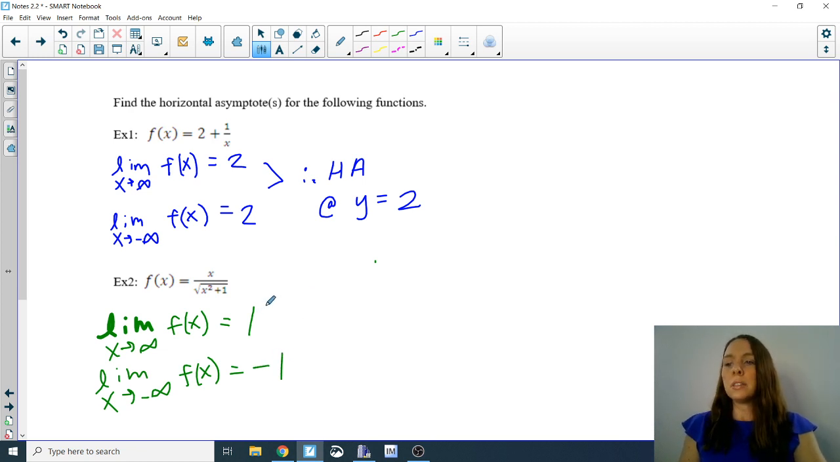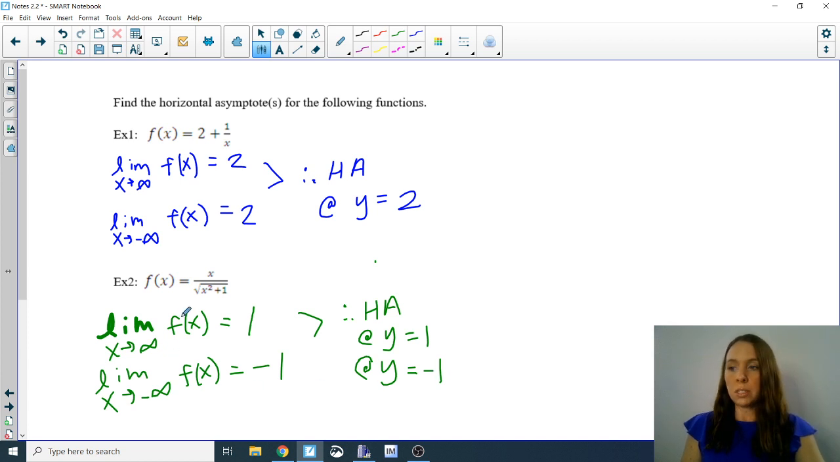And so this is an example where we get 2 different answers to our limits, and these are not one-sided limits. It's not that thing that we talked about in the first section where these have to match for the limit to exist. This is just saying that there are 2 horizontal asymptotes. There's a horizontal asymptote at y equals 1 and at y equals negative 1. And that's by the limit definition of horizontal asymptotes.